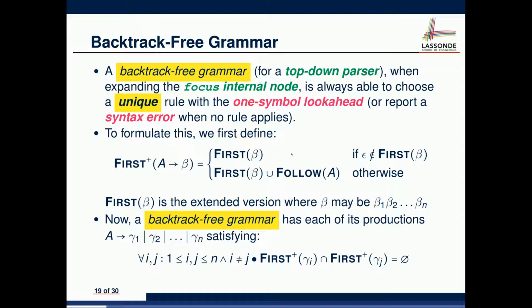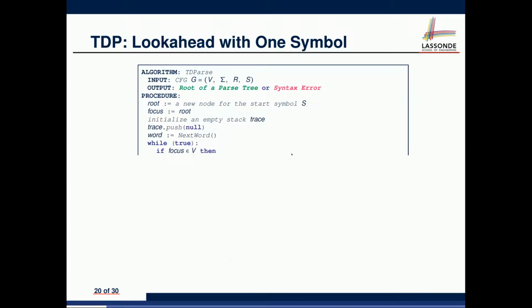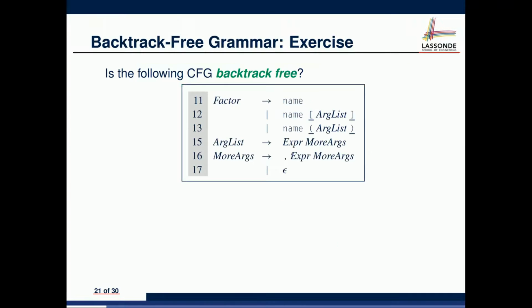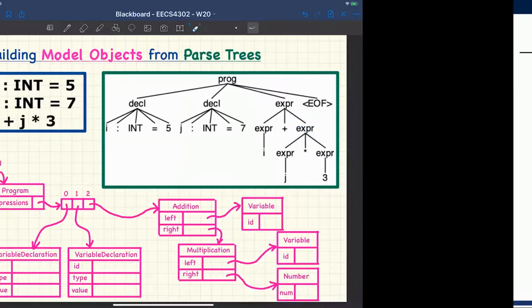The intersection should be empty. So the exercise we're going to do is, given a grammar, how do you justify whether that's backtrack free or not? If it is not, fix it so that it becomes backtrack free at the end. That's something we'll do. This is something I want to just mention very quickly. That's basically where we stop.